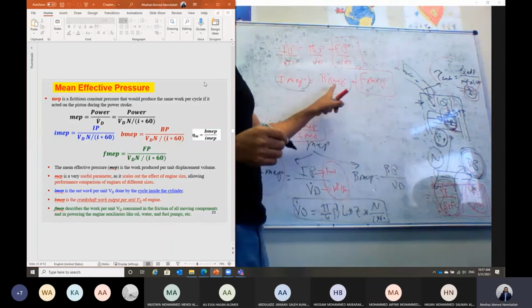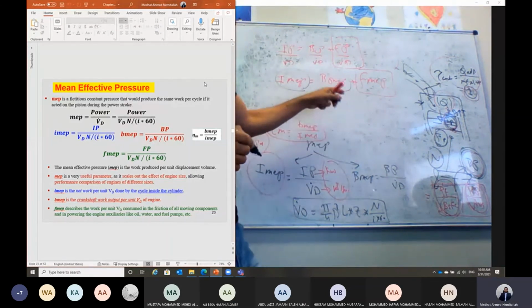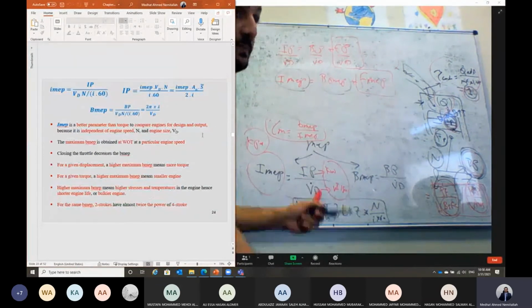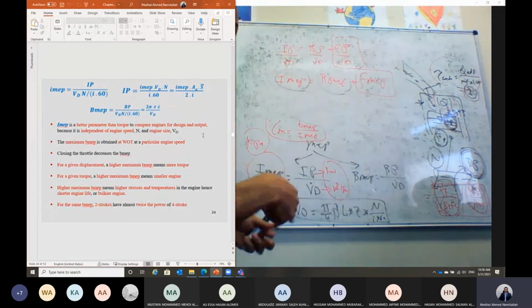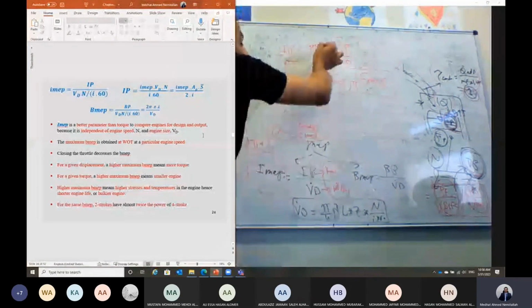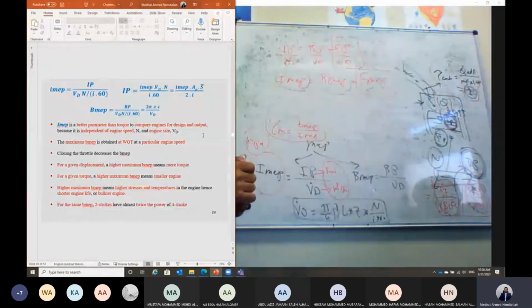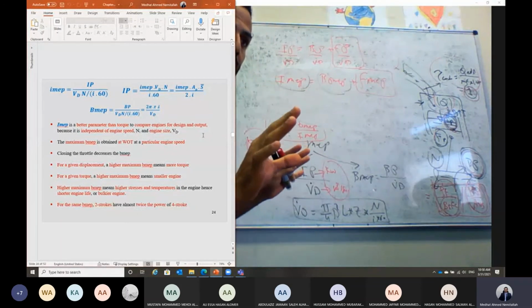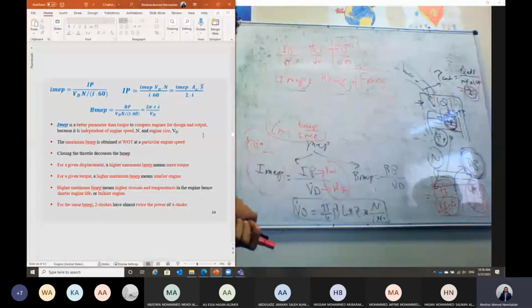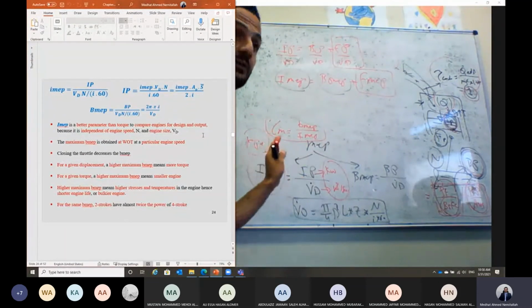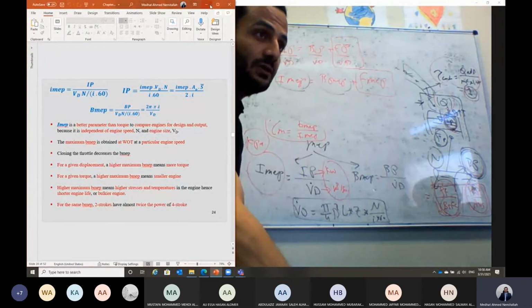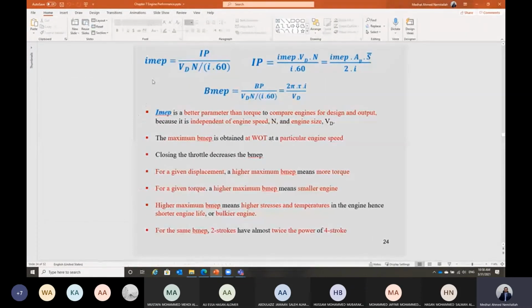This parameter, the indicated mean effective pressure, or the mean effective pressure in general, represents the net work out of the cycle per unit displacement volume. That means it is independent of the size of the engine, and that's why we can compare two engines of different displacement in terms of the mean effective pressure, because it is independent of the displacement volume. Now look at the definition here. Indicated mean effective pressure is indicated power divided by V dot displacement, which is V displacement, pi over 4 D squared L, multiplied by N over R, divided by 60, which is the number of cycles per second.